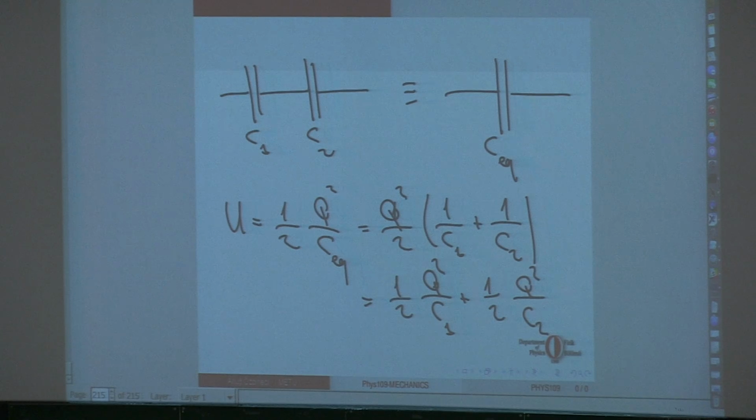So they have identical properties. Given that a charge Q flows through our circuit, they store the same amount of energy. They create the same potential difference. They behave identically. Other questions?